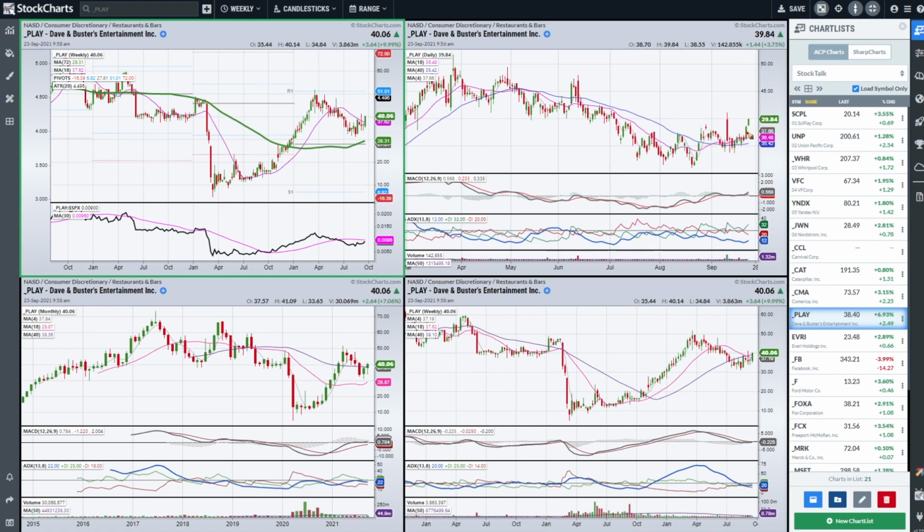I personally would be waiting for a little bit more confirmation in something like this, but it is a stock I'm watching because of what's going on in the long-term chart.